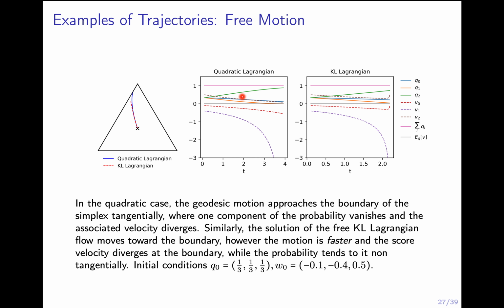In the case of the quadratic Lagrangian, we are approaching the boundary of our model tangentially, as you can see here with the orange curve. The associated velocity diverges, while in the case of the KL Lagrangian, all the velocities diverge. And we no longer converge tangentially to the boundary for P1 or Q1 in this case. Notice that the dynamics are behaving properly: the sum of the Q is 1, so the trajectory belongs to the simplex, and the vectors tangent to the curves are always centered, so the expected value of V is always 0 over time.